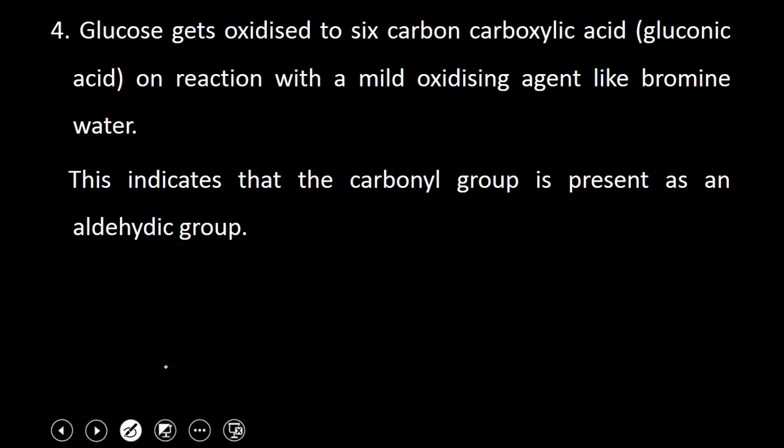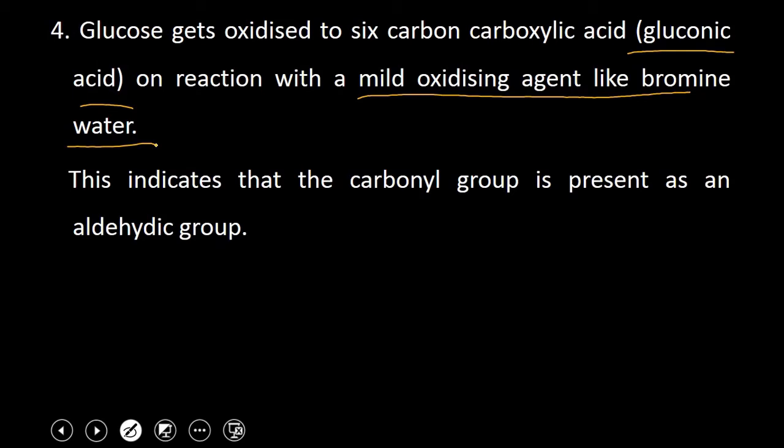Acid. The name of that acid is gluconic acid. It's a carboxylic acid. So glucose on reaction with a mild oxidizing agent like bromine water. So children, bromine water is a mild oxidizing agent. So when glucose is treated with a mild oxidizing agent like bromine water, it is oxidized to a 6 carbon carboxylic acid. The name of that acid is gluconic acid.